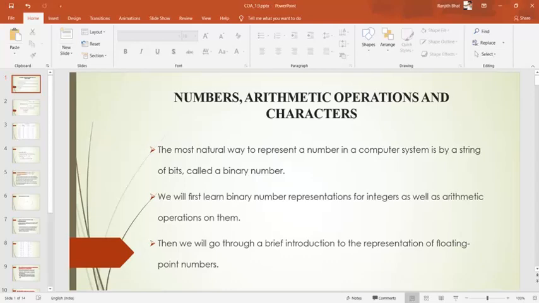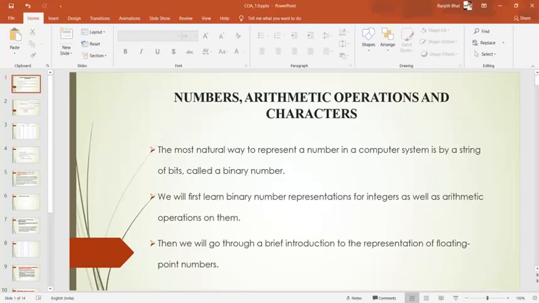Hello everyone, welcome to the tutorial of COA, where we are going to discuss the second part of the first module: the numbers, arithmetic operations and characters. When we talk about numbers, the natural way of representing them is ones and zeros, so it is easy for the computer to understand and also for us to form the number system in a more efficient way rather than using decimal notations. So here we only talk about binary number representation for integers as well as arithmetic operations, that is plus, minus, multiplication and division.